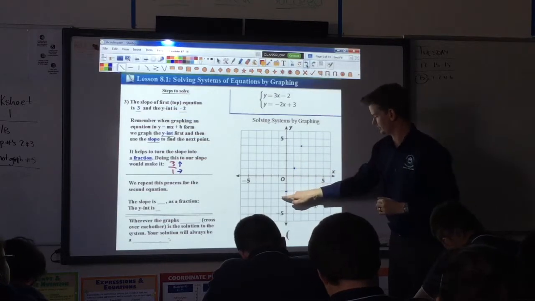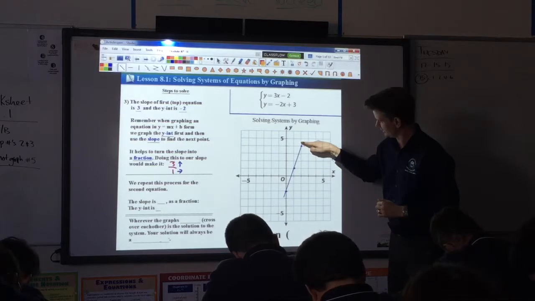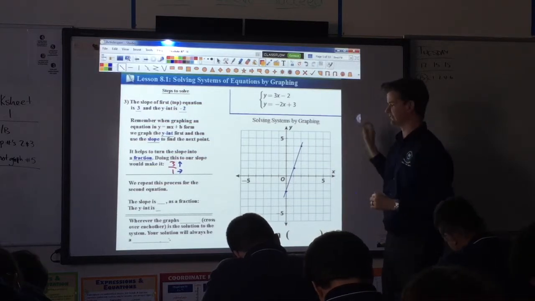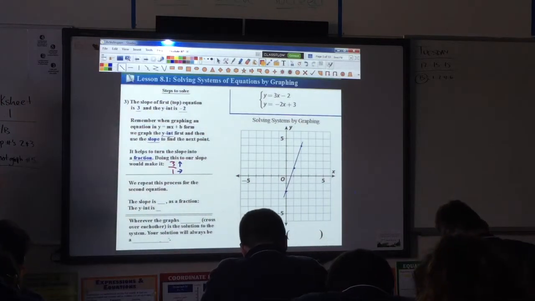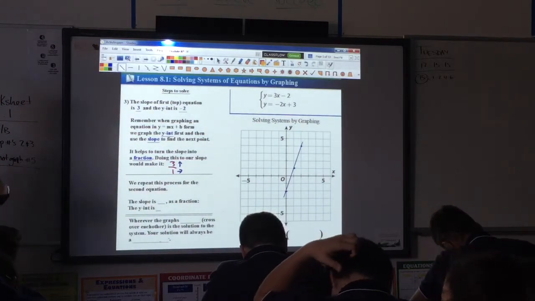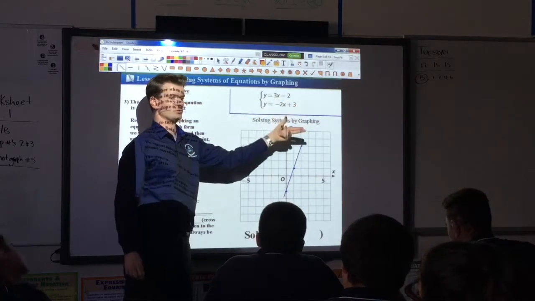It would help if I actually put the line in the right spot. Alright, so that is our graph so far. So we graphed the first system. Once I have the first equation graphed, I want to go in and graph the second equation, y equals negative 2x plus 3.